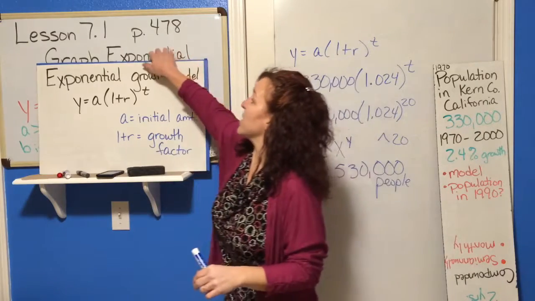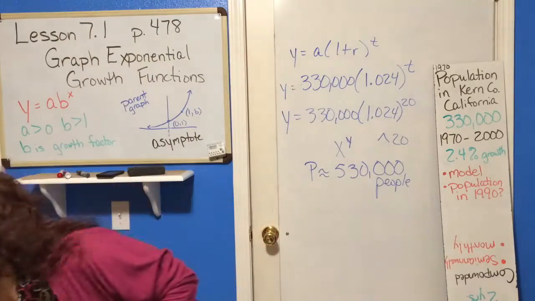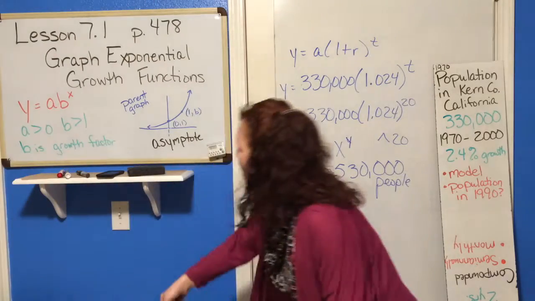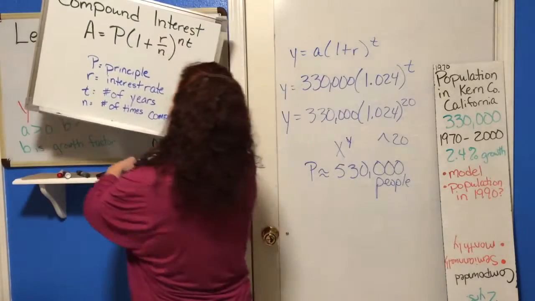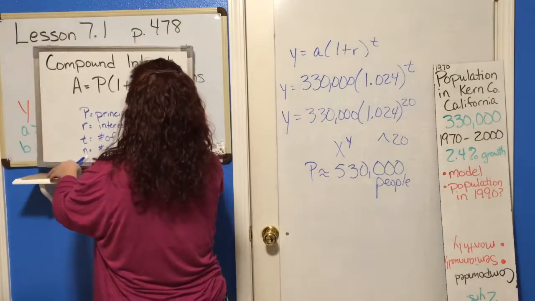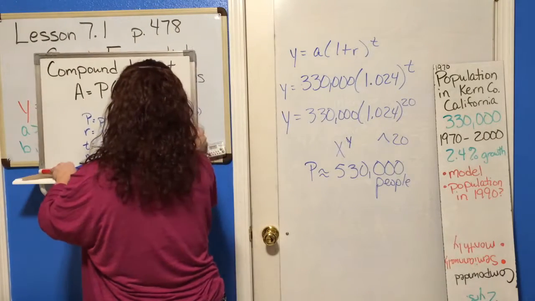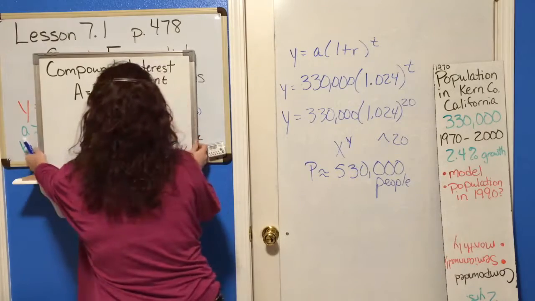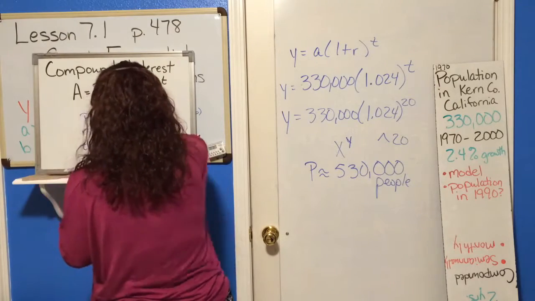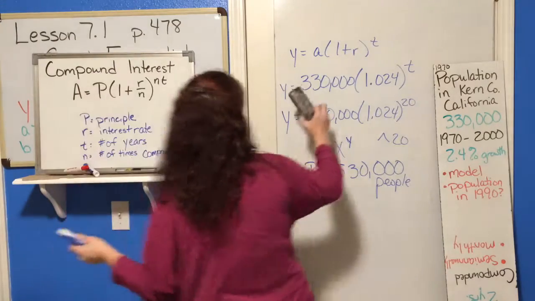So that's so easy. I'm going to give you another formula. And this one you've probably used before. I know you've done simple interest. This is compound interest, which is more fun if you're the one putting your money in, because it grows faster.